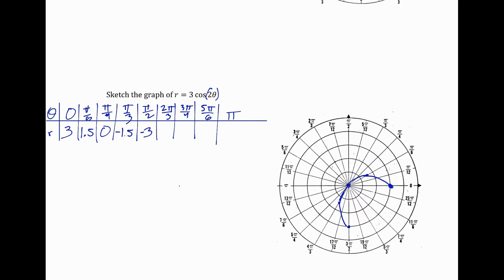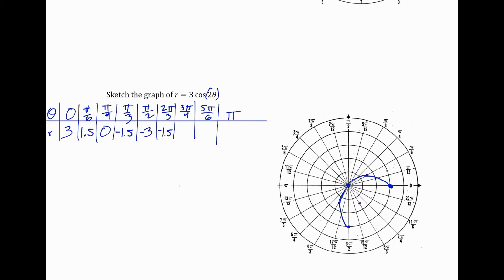We'll connect that dot. Next up, 2 pi over 3. You plug that in, we end up with negative 1.5 again. So again, visually, if we're facing 2 pi over 3, so if we're facing that direction, this would be the positive direction. We're going to go backwards from there. So we're going to go negative 1.5. So we're going to connect that, put a dot right about there.